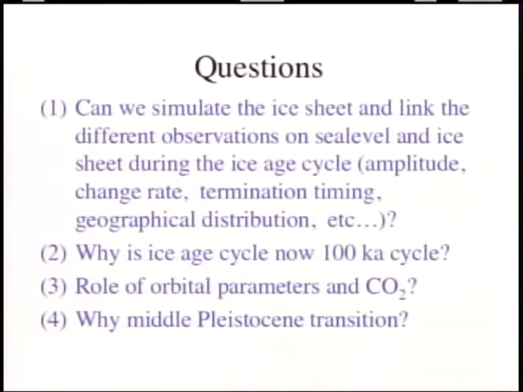So we will try to simulate the ice sheet and link the different observations on sea level and ice sheet during the ice age cycle, like the amplitude or change rate, termination timing, and geographical distribution, and try to understand why the ice age cycle is now a 100,000 year cycle, and also whether it is mainly driven by the orbital parameters, or whether the role of CO2 is important in the glacial interglacial cycle. And also to try to understand this Pleistocene transition.